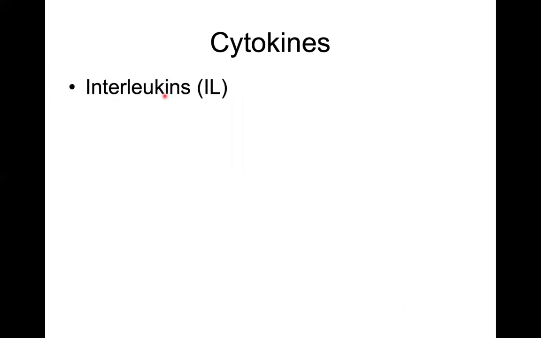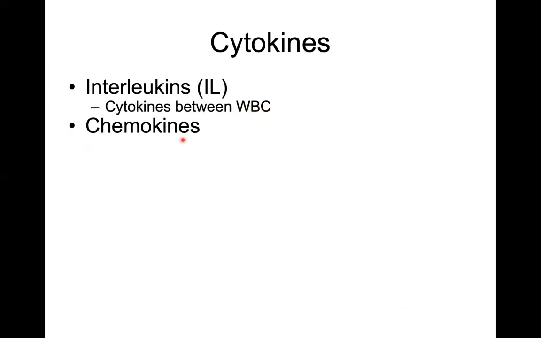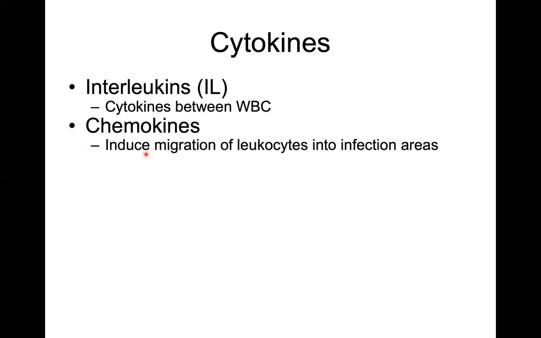We have interleukins, or ILs. And so you might have seen some examples of interleukins, IL-1, IL-2, for example. These are cytokines that occur between white blood cells. Chemokines are cytokines that induce migration of leukocytes into infection areas. This is important for the inflammation process, and we talked about inflammation in the previous chapter.